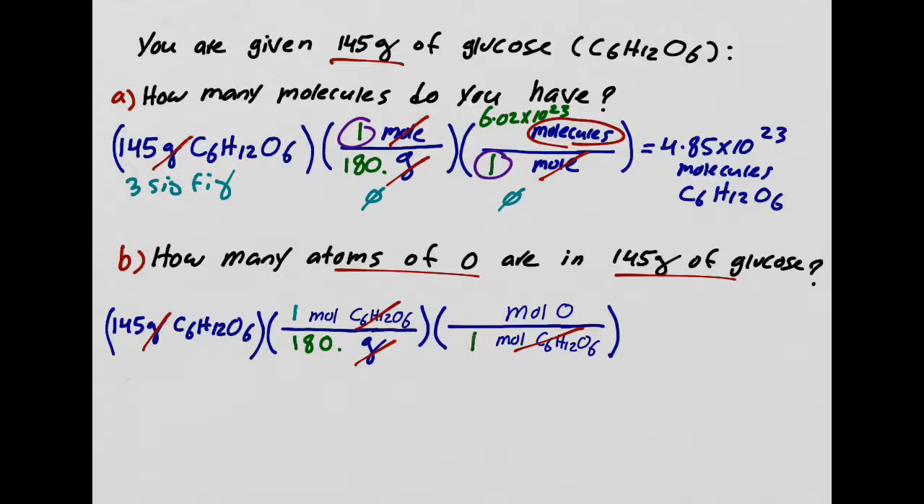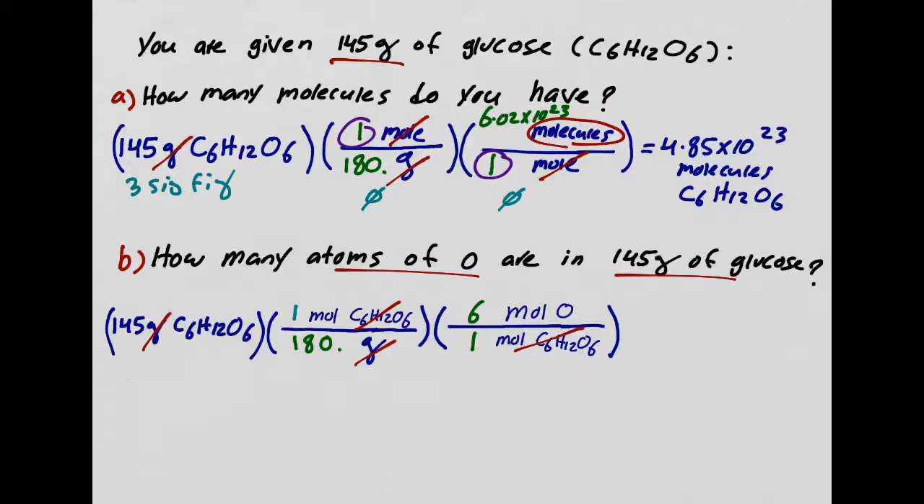In one C6H12O6, how many oxygen do you have? You have 6 oxygen, right? In one of these, I have 6 oxygen. Okay, so now I have moles of oxygen, which is what I want, which is great. So when you get to moles, do the mole ratio.